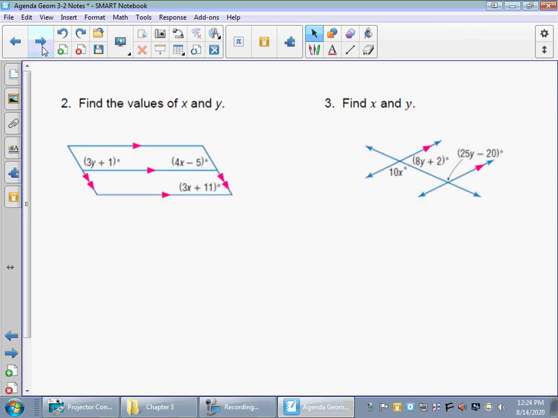The next one. Let's just do number 3. We can work on number 2 on your own once we've done number 3. Again, we see the parallel lines. They're shown by these arrows here. That tells you that they're parallel. And so we can use our angle relationship theorems. So we're going to find x and y here. So let's start by finding x.